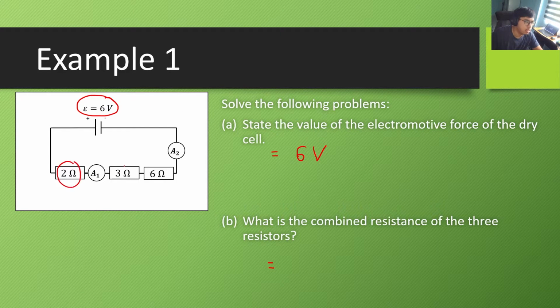So we have 1, 2, 3 resistors here. We want to find the total resistance. All we have to do is add them all up together. R total is equal to R1 plus R2 plus R3. R1 is 2, R2 is 3, R3 is 6, and that is equal to 11 ohm.